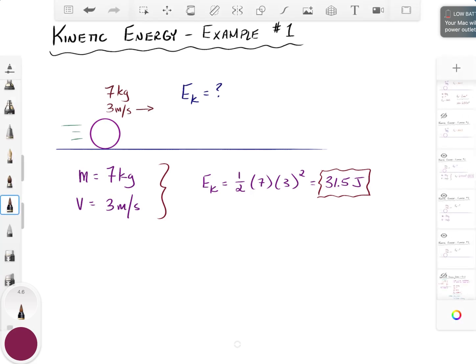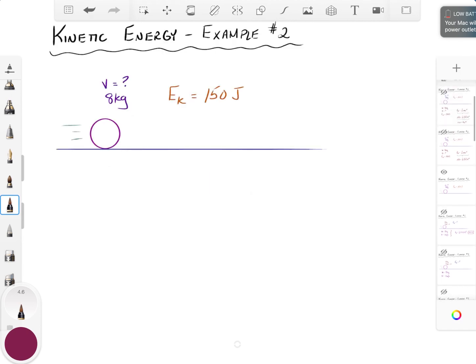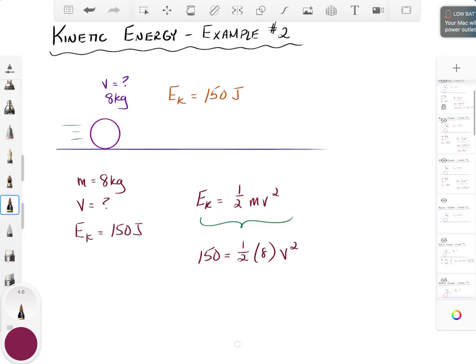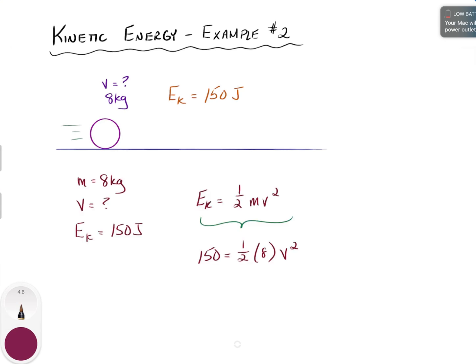So we'll change it up a little bit for example number 2. We have an 8 kilogram ball and it is traveling at some unknown velocity. And we are told that its total kinetic energy associated with that motion is 150 joules. And the question would be, how fast is that mass moving? Just like we did before, we're going to list everything that we know. 8 kilograms of mass, unknown velocity, 150 joules in total of kinetic energy.